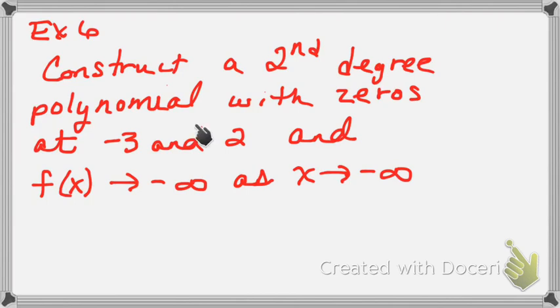So I want to construct a second degree polynomial with zeros at negative 3 and 2, and f of x will approach negative infinity as x approaches negative infinity. So this means as x marches off to the left, my y values are going to go where? Down, right? So I know a second degree has to be a parabola, a quadratic. So I have a parabola. And in this parabola, as x goes to the left, y goes which way?